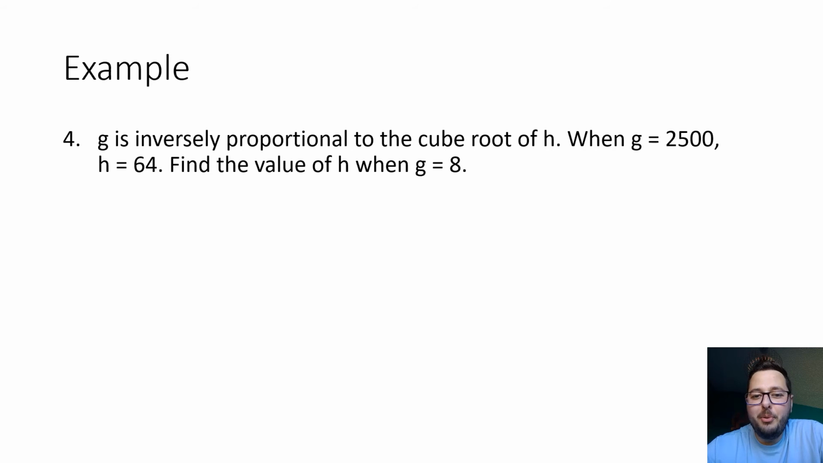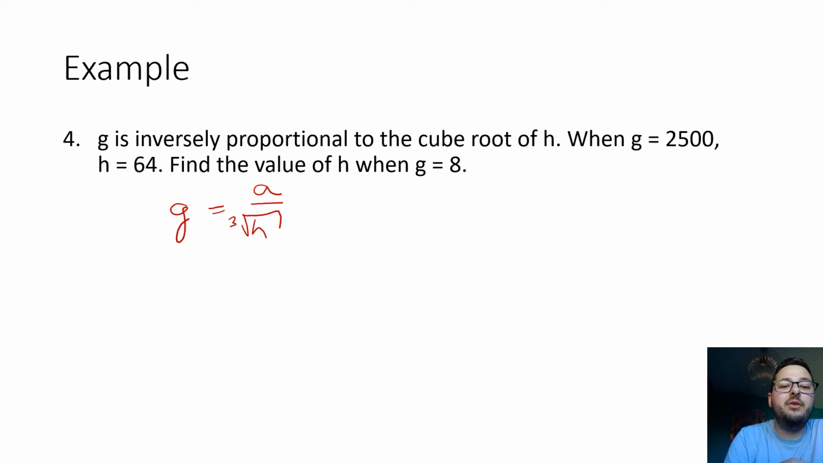G is inversely proportional to the cube root of h. When G is 2500, h is 64. Find the value of h when G is 8. Alright then, so we've got that G is inversely proportional, so G is A divided by the cube root of h. So that's a little 3 for cube root. When G is 2500, h is 64.